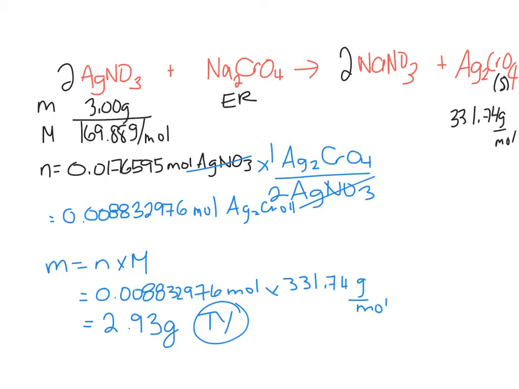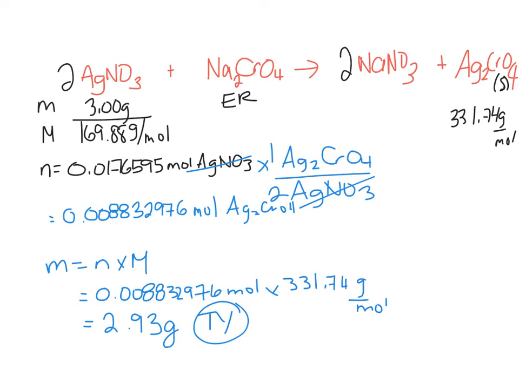But don't you need to know the theoretical yield of nitrate? No. We're given the mass of silver chromate that's formed in the lab. To do percent yield, we take the actual divided by the theoretical. So theoretical is the one that we solved. That's correct. You solve for the theoretical yield. Because theoretically, if everything in the lab goes perfectly, we should make 2.93 grams.